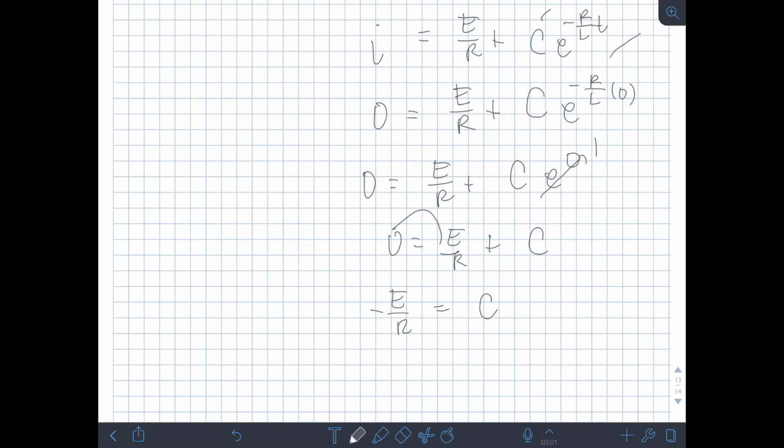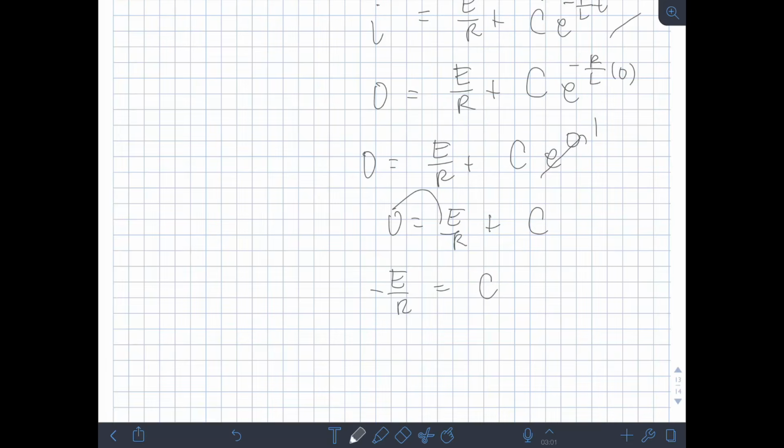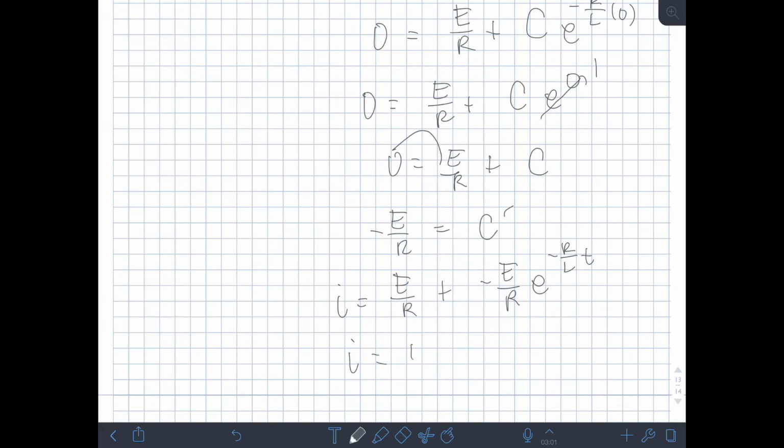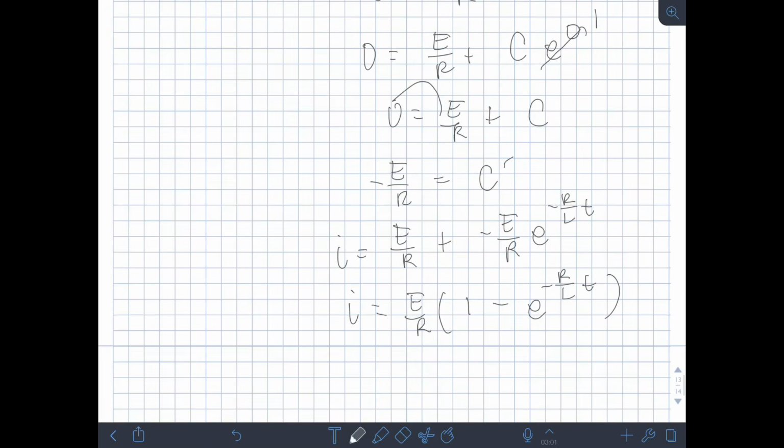So when we substitute this in our general solution, I is equal to E over R plus our C, which is negative E over R, times E raised to negative R over L T. Or we can factor out E over R, which gives us 1 minus E raised to negative R over L T. Okay, so therefore, this is the particular solution for our differential equation.